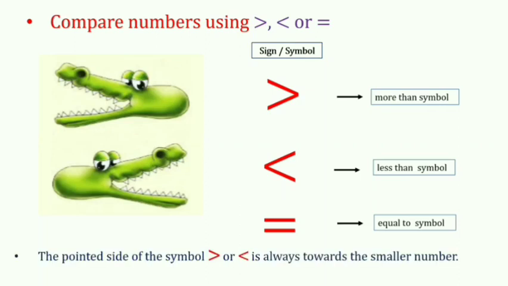Children, do you know the pointed side of the symbol, greater than or smaller than, is always towards the smaller number. As you can see here, the pointed side of this symbol, here this dot and here this dot. These two pointed sides are always towards the smaller number. Now this you will come to know in the next examples. So let's start.